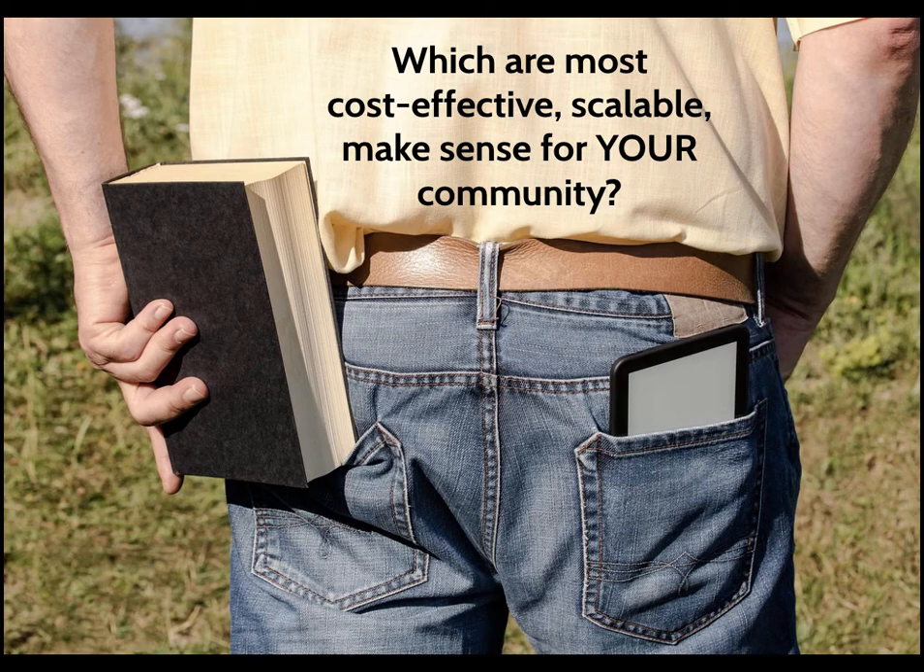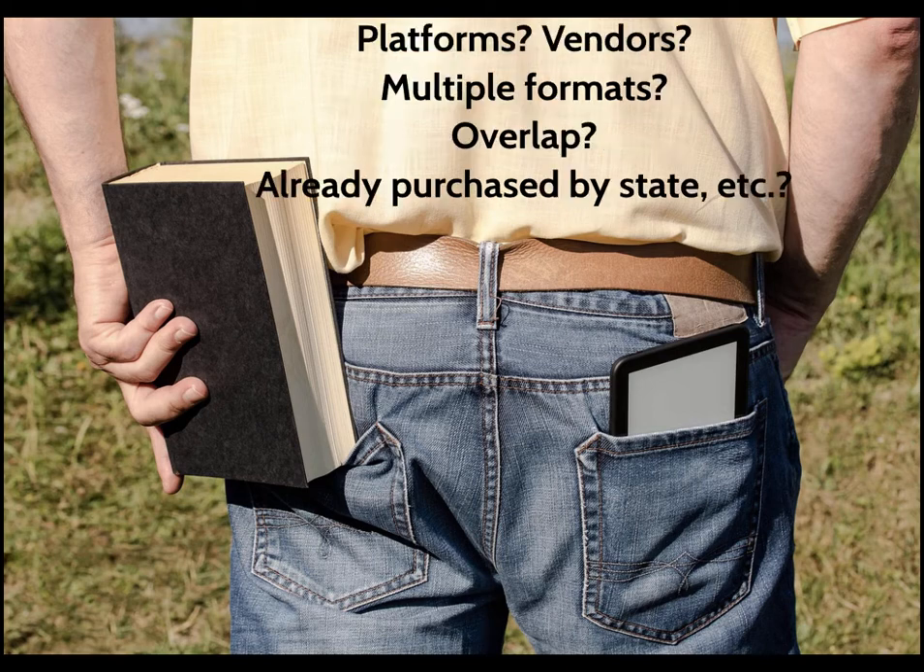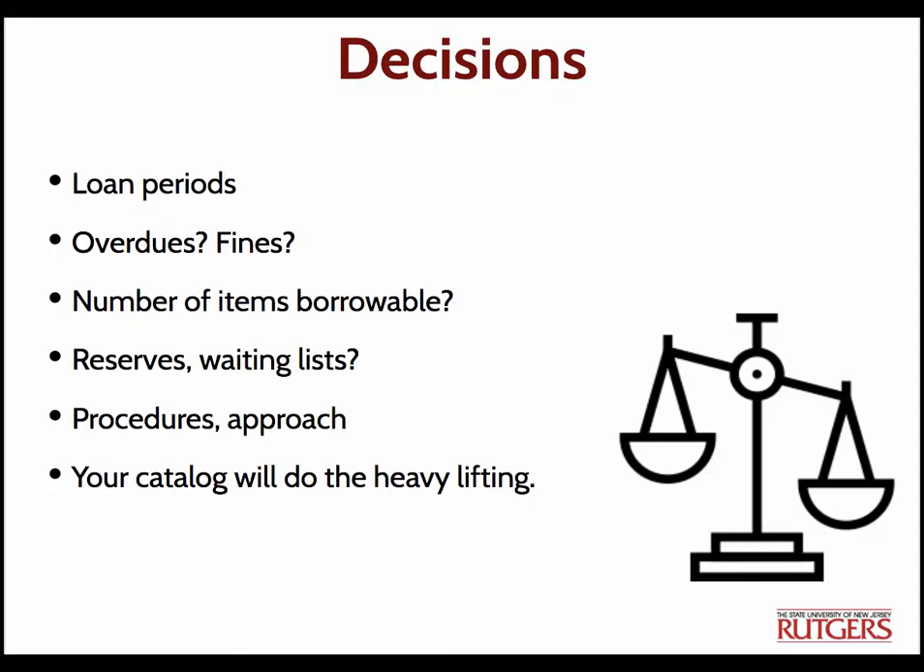And you want to do things like avoiding duplication. What is already available, for instance, from the state? So that overlap is something that you're really going to consider. Which journals are covered by EBSCO, ProQuest, Gale, and are you duplicating purchasing efforts? So you really want to look at those things and make some thoughtful decisions.